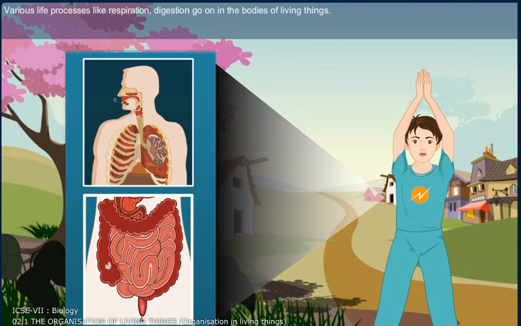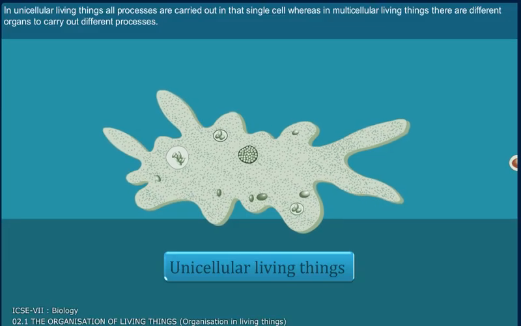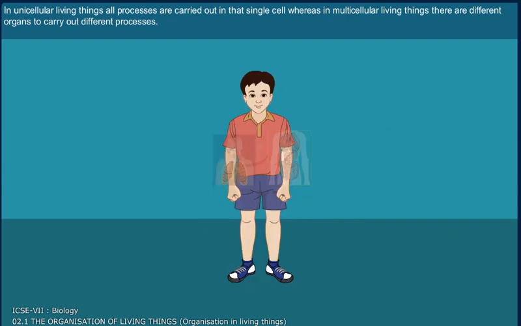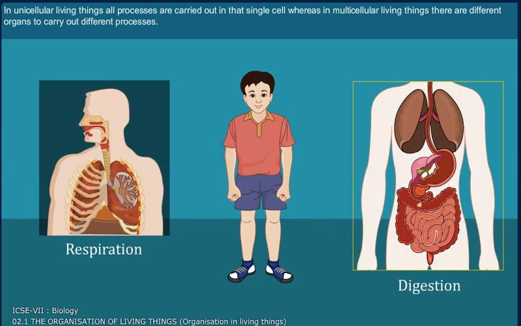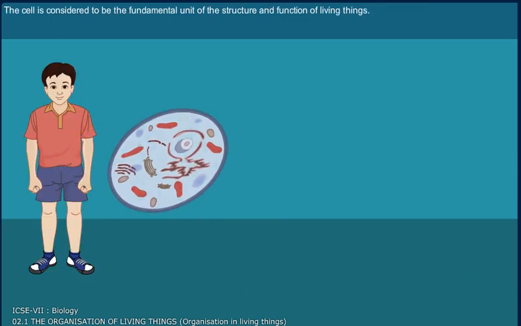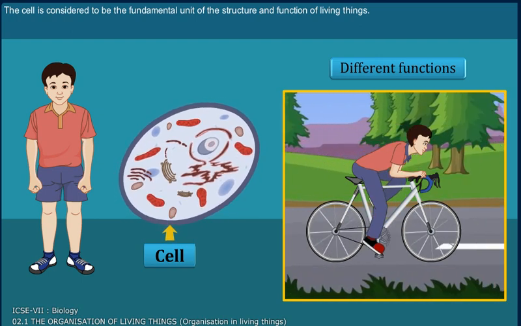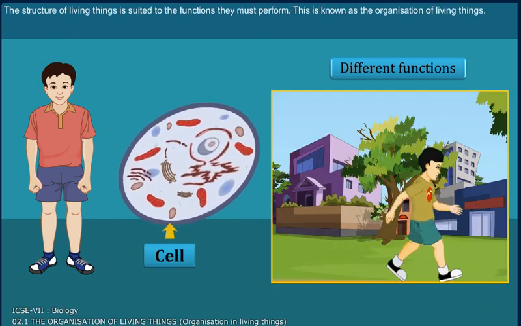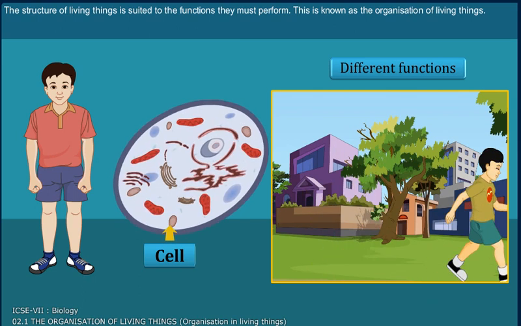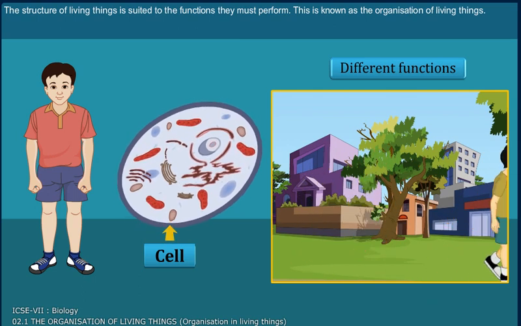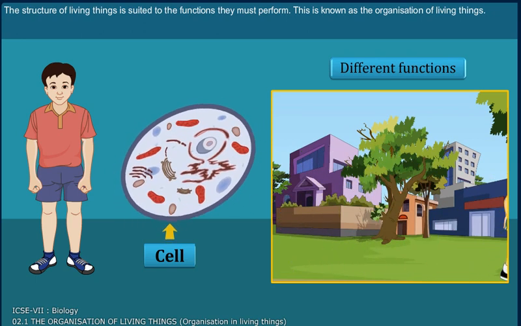Various life processes like respiration and digestion go on in the bodies of living things. In unicellular living things, all processes are carried out in that single cell, whereas in multicellular living things, there are different organs to carry out different processes. The cell is considered to be the fundamental unit of the structure and function of living things. The structure of living things is suited to the functions they must perform. This is known as organization of living things.